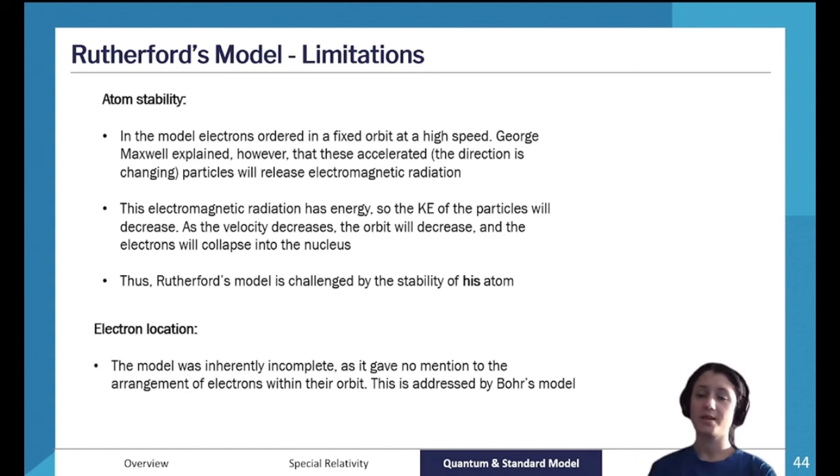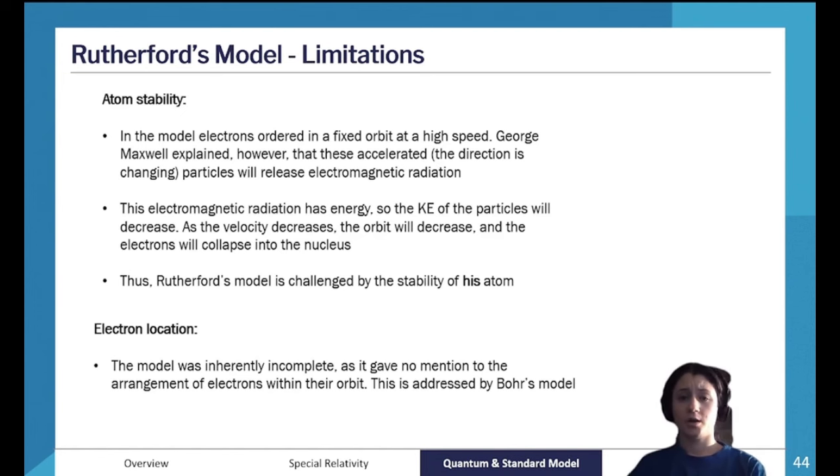And then because they have less energy, they're going to get closer and closer to the nucleus as they have less and less energy to overcome the attractive force between the nucleus and the electrons. And then the electrons will eventually collapse into the nucleus and the atom will not be stable. All right? So Rutherford's model really had issues with stability. Because what we see in everyday life is not that atoms are super unstable, but Rutherford's model predicted that they were super unstable, all right?